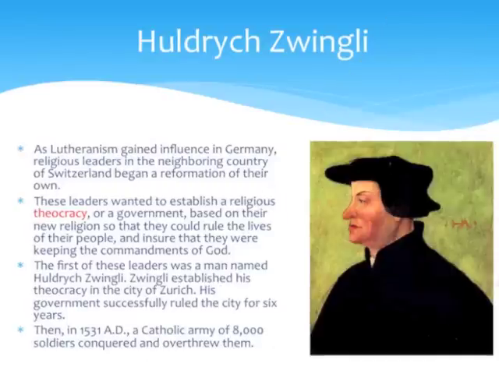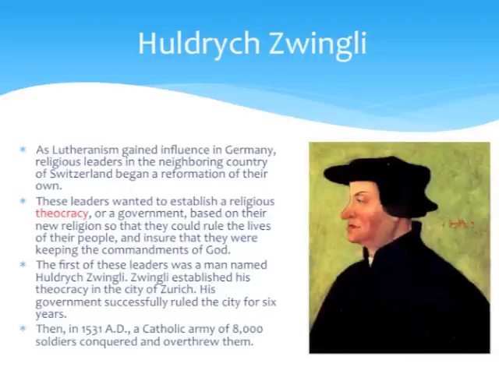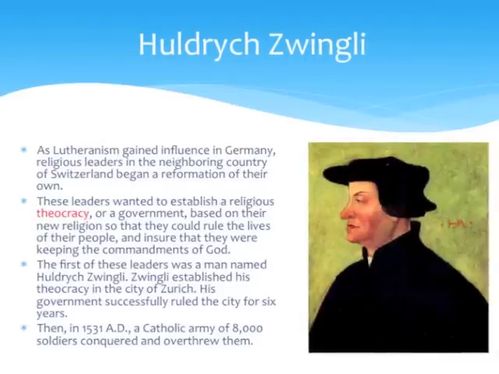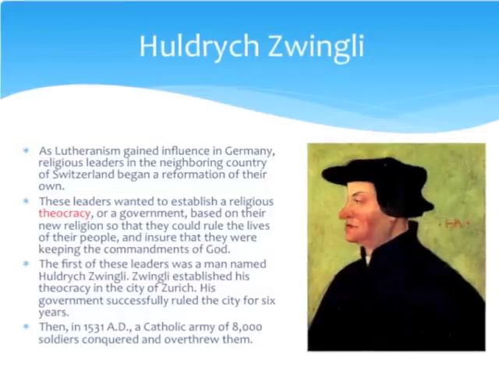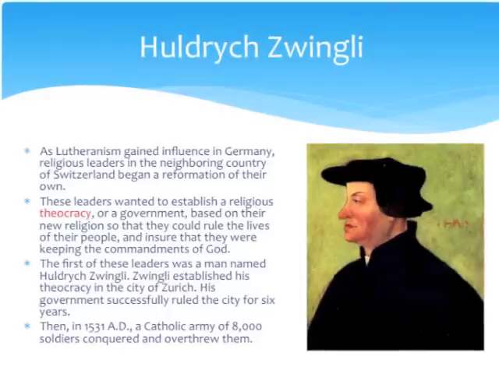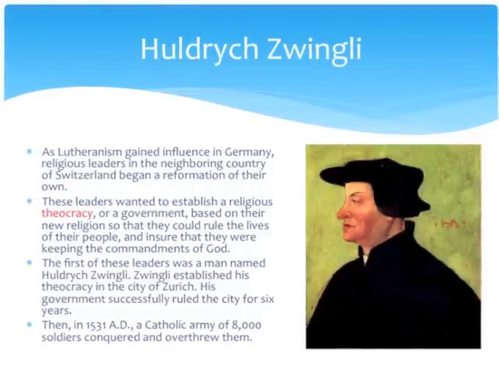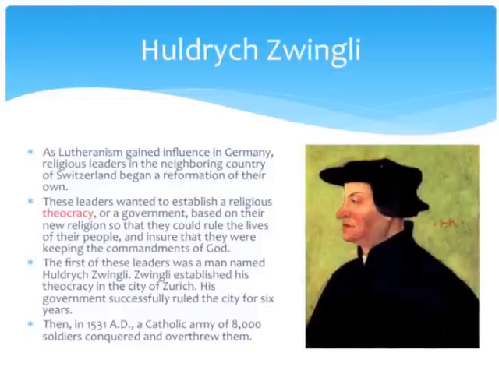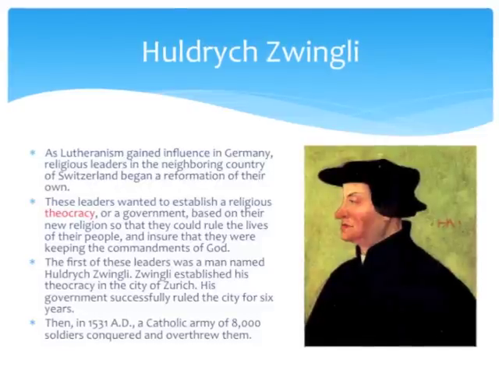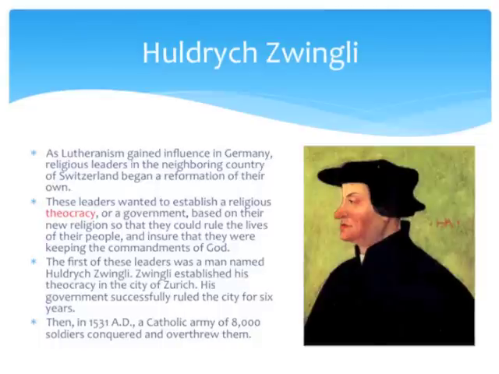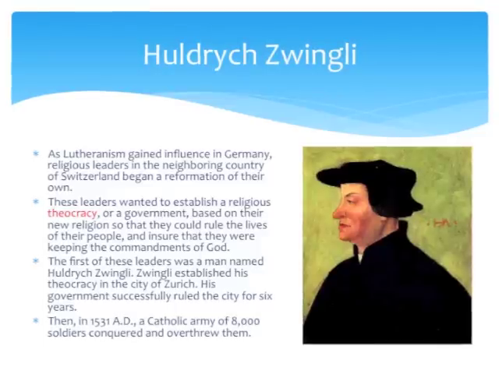As Lutheranism gained influence in Germany, religious leaders in the neighboring country of Switzerland began a reformation of their own. Like Martin Luther, these leaders felt that the Catholic Church had grown corrupt, but unlike Luther, they really wanted to establish a religious theocracy, or a government based on their religion, so that they could rule the lives of their people and ensure that they were keeping the commandments of God. One of the first of these leaders was a man named Huldreich Zwingli, and Zwingli established his theocracy in the city of Zurich and was very successful. He ruled the city for 6 years, but in 1531, a Catholic army of 8,000 soldiers came and conquered and overthrew Zwingli.